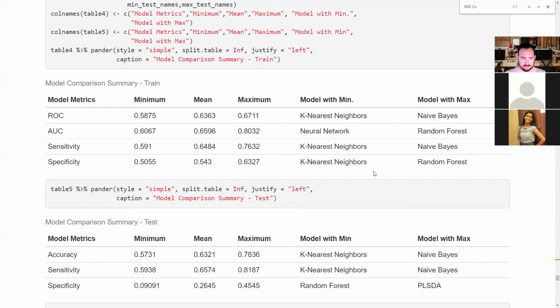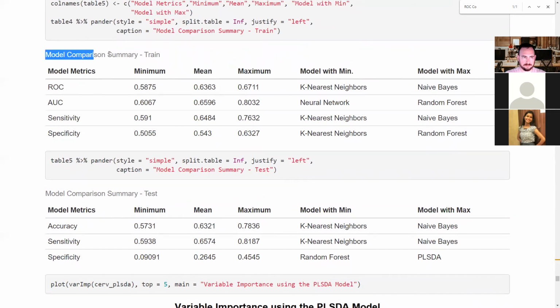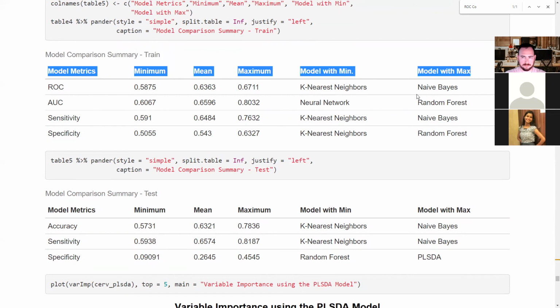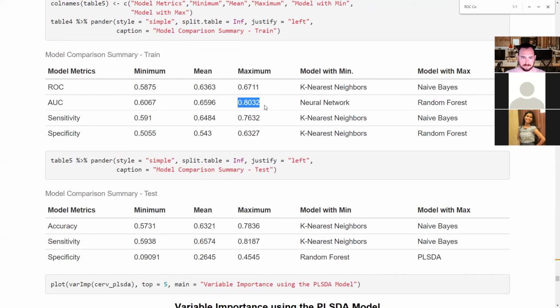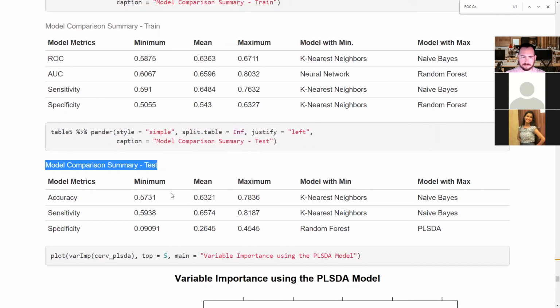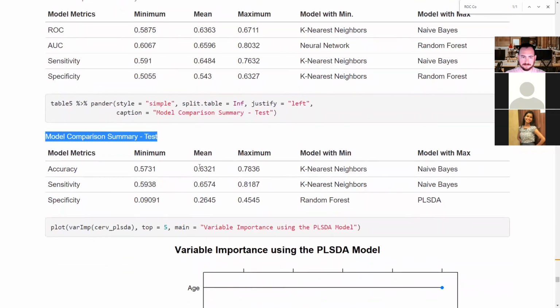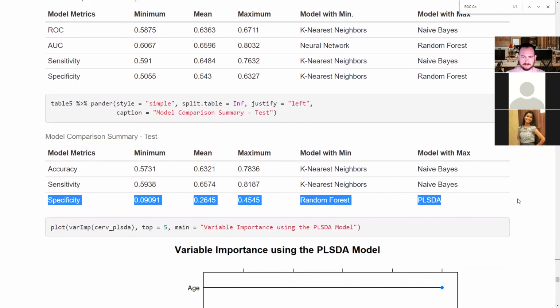As shown in the table, model comparison summary on the trained data set, we have compared all 11 models. Random forest has the highest AUC and specificity, and naive has the highest sensitivity on the training data set only. Similarly, on the test data set model comparison summary, it clearly shows naive has the highest accuracy and sensitivity, while PLSDA has the highest specificity.